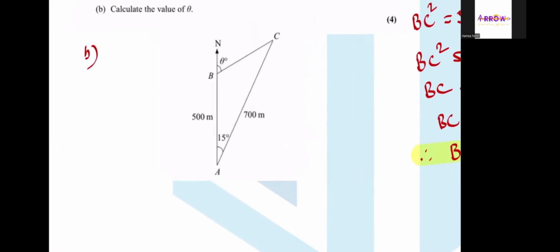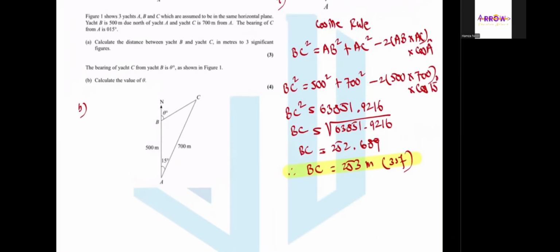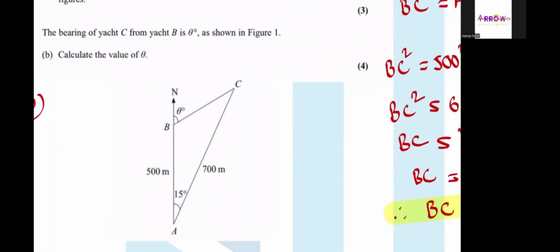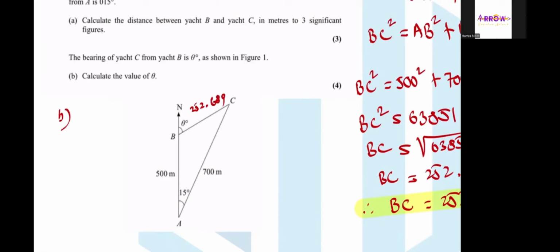And what we have found is the length of BC, which is 252.689 to a higher accuracy. The answer of part A was 253 meters, but we are going to use this BC length in further calculation, so we have to choose this higher accurate value in order to avoid premature approximations. So this BC length is 252.689 meters. Now we have to find this obtuse angle first.